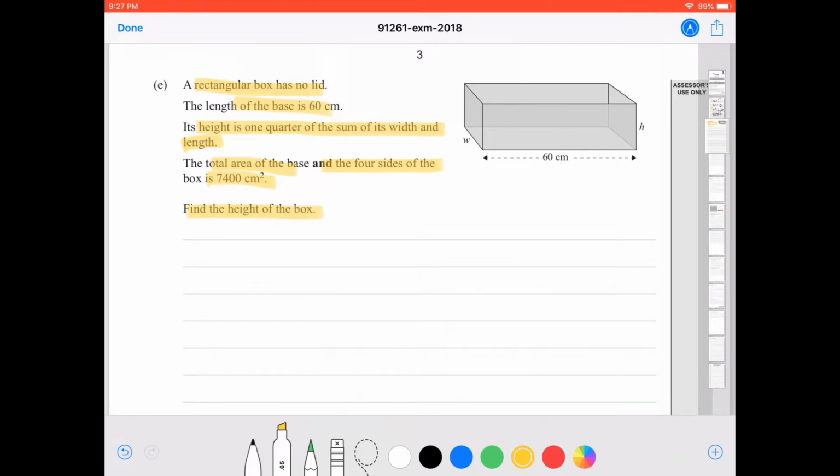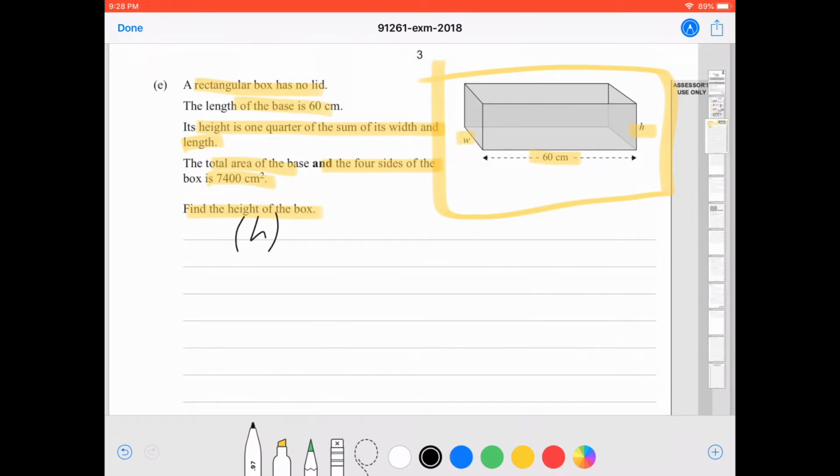So that's a lot of information. This diagram here is going to be crucial. We can see some dimensions: the height h, width w, and as mentioned, the length is 60. So we've been asked to, again, find the height of the box. So we're trying to find h here. What do we know? Let's go about jotting down some of the information. No lid is something to be aware of.